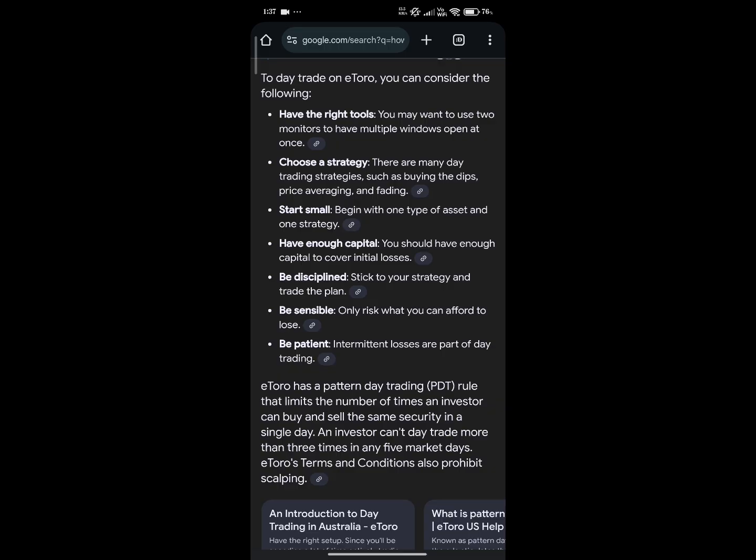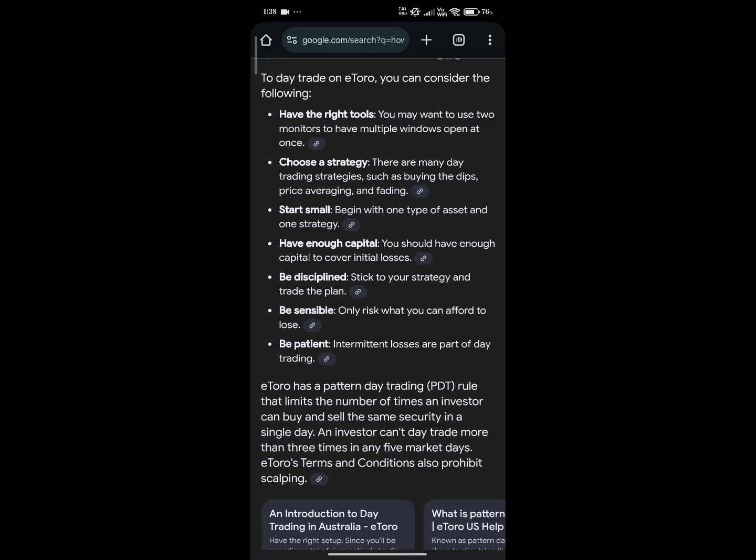Intermittent losses are part of day trading. eToro has a pattern day trading rule, which limits the number of times an investor can buy and sell the same security in a single day. An investor can day trade no more than 3 times. Remember that. Can day trade no more than 3 times in any 5 market days.